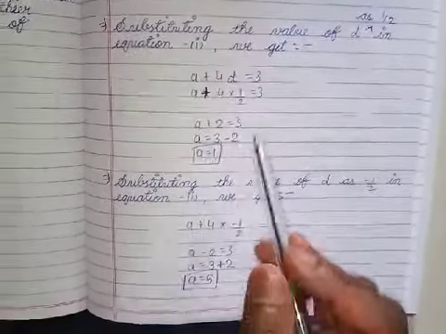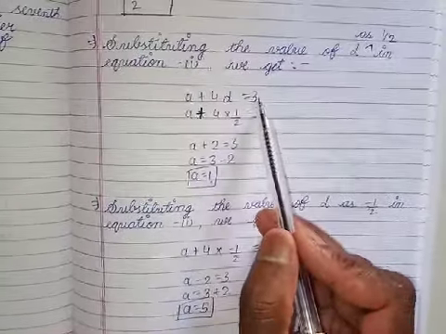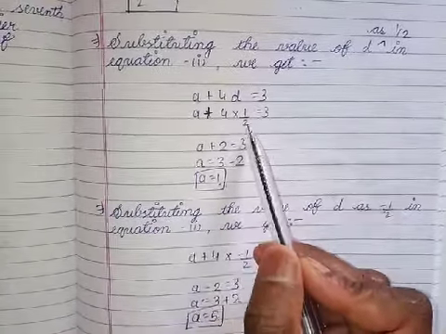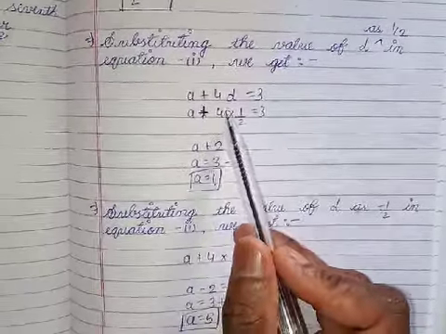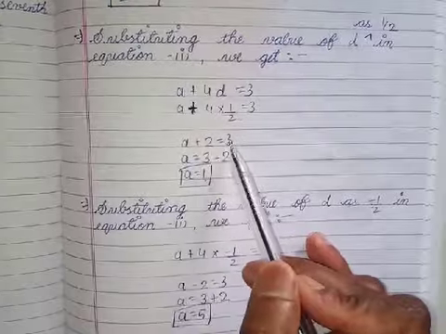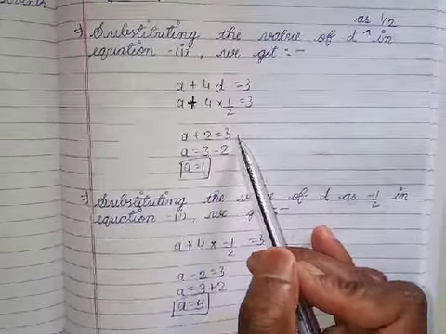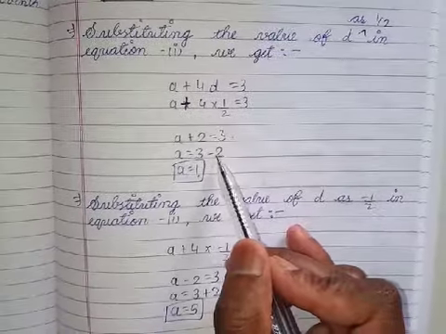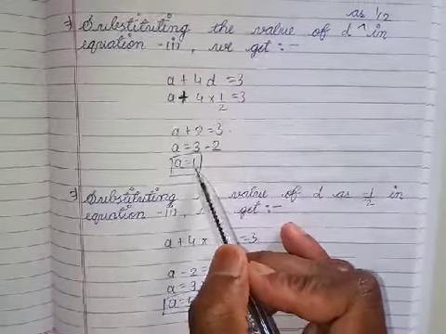How do you do it? See, a plus 4d is equal to 3. So a plus 4 into d, d is half, is equal to 3. So 2 and 2 will cancel out, so a plus 2d is equal to 3. Plus will move to the other side and become minus. So a is equal to 3 minus 2, so a is equal to 1.